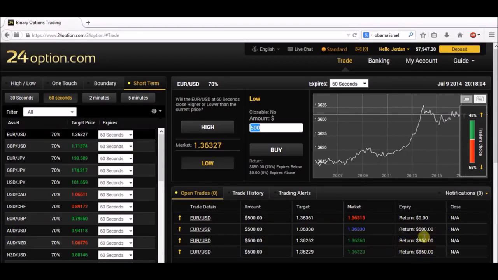But we had a return of $850 on 2 trades. Invested $500, that's $350 profit each one, $700. Had 1 trade at $500 that closed even, so we got our $500 back. And 1 trade at $500, which we lost. So a net profit of $700 minus $500. That's $200.